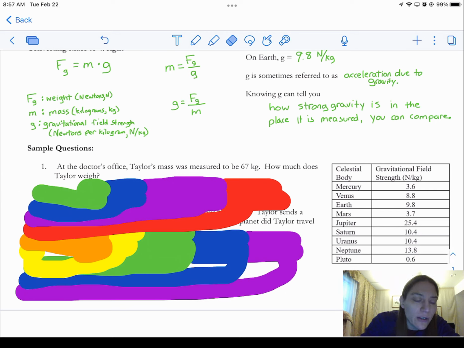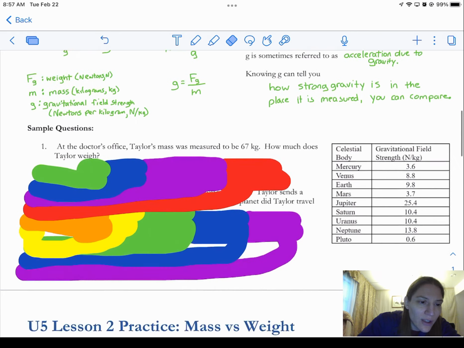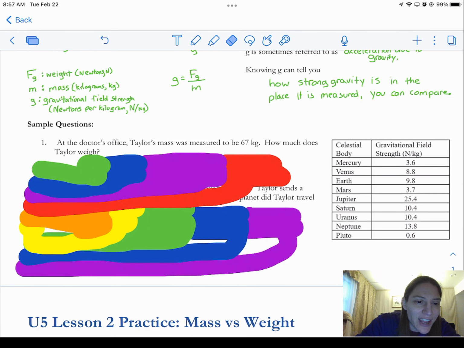So let's keep going here. We've got some example questions. At the doctor's office, Taylor has a mass that is measured to be 67 kilograms. How much is Taylor's weight? So we're going to be finding Fg. That formula, remember, we just wrote it down there as m times g. So we're going to be plugging our numbers in.